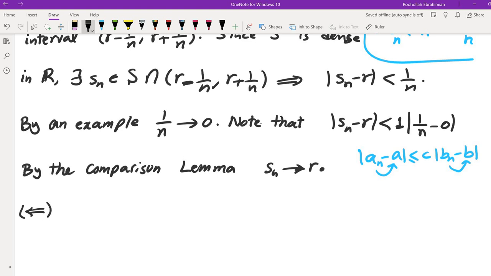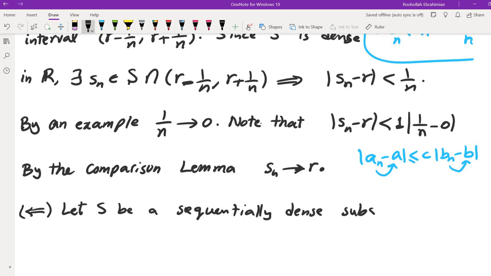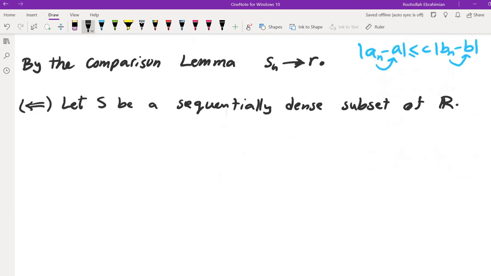for the backward direction, we're going to have to assume that a set is sequentially dense and show that it is in fact dense. So let S be a sequentially dense subset of R. What I need to show is that this set is in fact dense. So suppose a less than b are two real numbers.